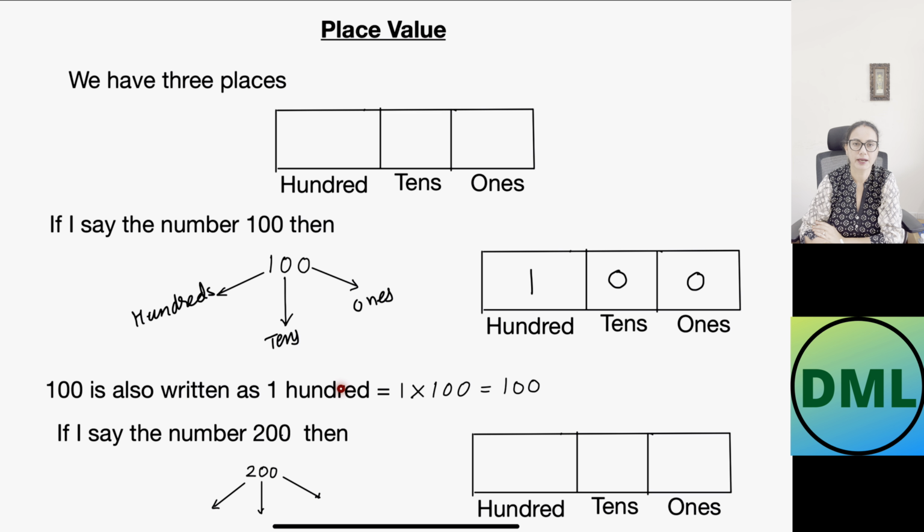1 hundred means multiplied by 100. So 1 is multiplied by 100. And if you multiply 1 by 100, your answer is 100 only.